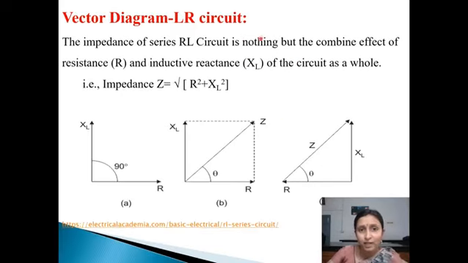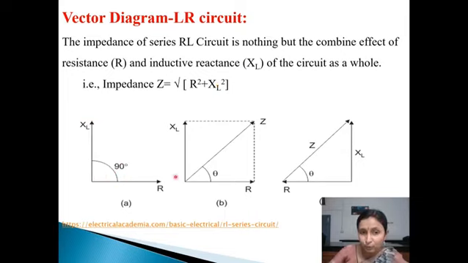Vector diagram of LR circuit. The impedance of a series LR circuit is nothing but the combined effect of resistance and reactance. Here we use the inductance, so it is the inductive reactance, that is R and XL of the circuit as a whole. So impedance Z is equal to root of R square plus XL square. Here we denote the R and XL. They are 90 degrees apart from each other.